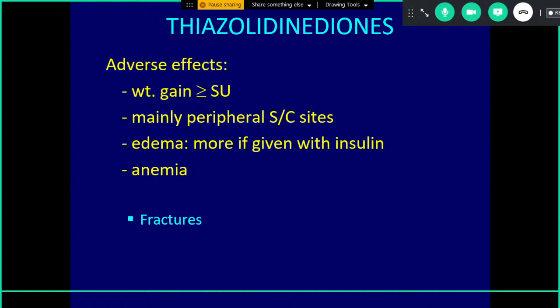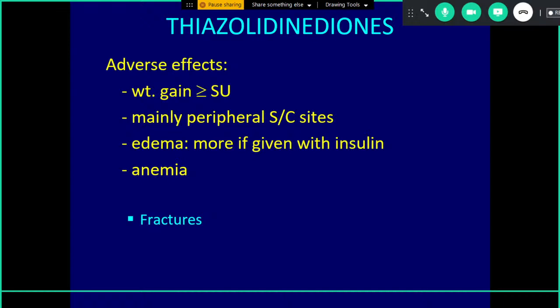Weight gain is important because they actually cause adipogenesis. Primarily, peripheral adipocytes are affected. The visceral fat is not increased. They also cause edema, especially if you give them along with insulin, and they can cause anemia. So they're not really good agents if you already have class 3 or class 4 symptomatic congestive heart failure because they will cause edema and they may actually precipitate failure.